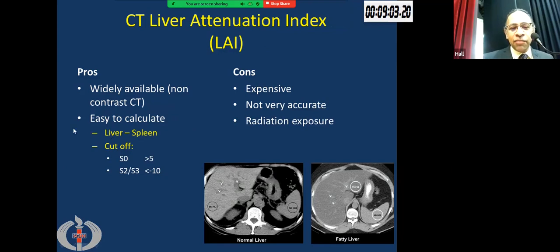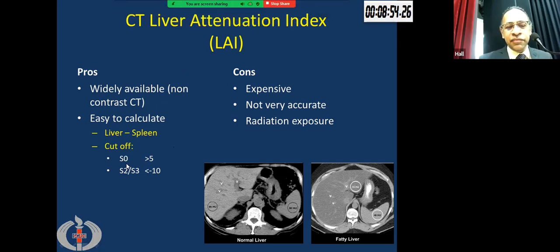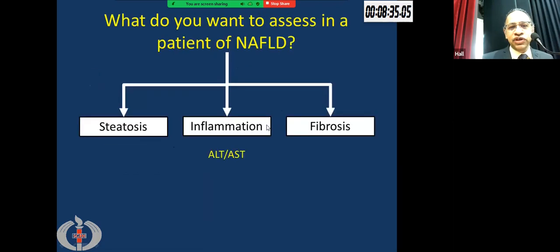Normally, if there's no fat, then the liver to spleen difference is more than 5. But if there's too much fat, if it is looking too black, then it is less than -10. So this is the cutoff. Only one cutoff you need to remember is less than -10. However, it is expensive and not very accurate for grading various levels of fat. And then obviously there's radiation exposure.